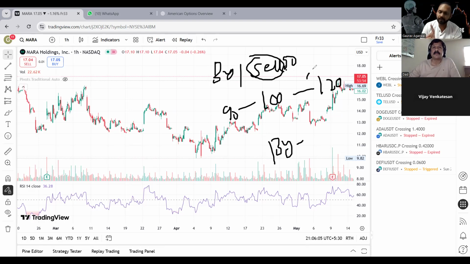Buy 90. Sorry. Sell 120. So two orders also you can create. One will be your stop loss and one will be your target. And stop loss, as you said, once we enter, then we change it a little bit.